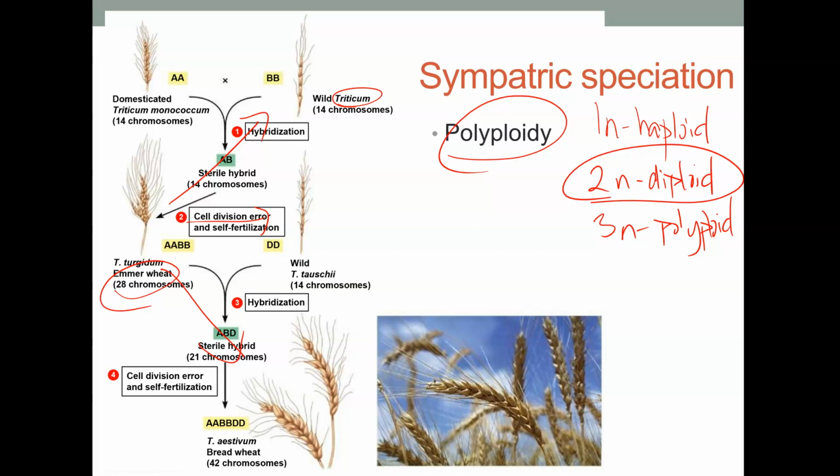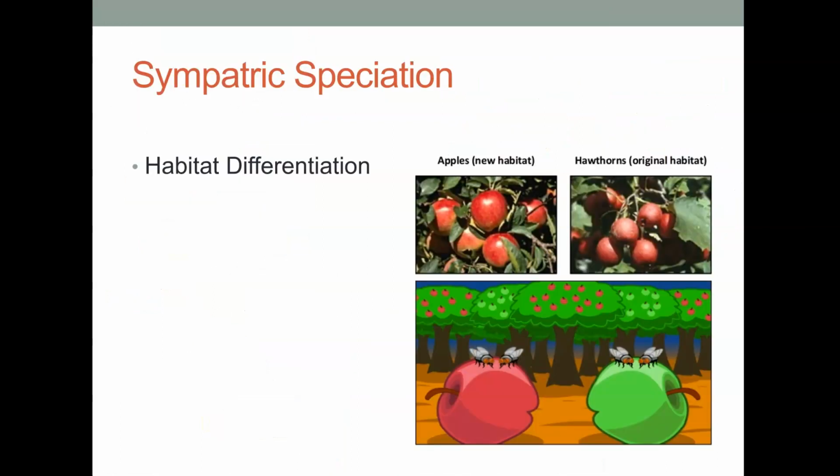So a plant can take its own pollen and fertilize its own, I feel like you don't call them eggs in plants, but its own gametes, and produce offspring. So that's one other method of sympatric speciation.